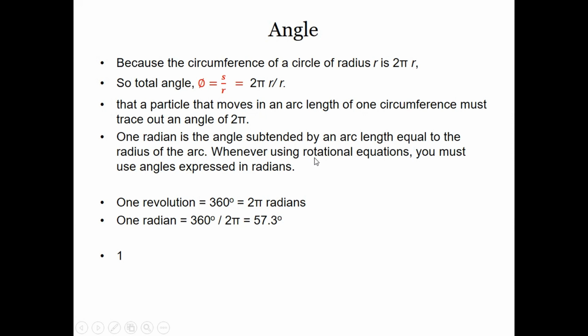When we use the rotation equations, we must use the angles that are expressed in radians. One complete revolution is equal to 360 degrees. People have distributed the total circle into 360 small angles. Then this 360 degrees is equal to 2 pi radians. Then 1 radian is 360 degrees divided by 2 pi, and it is equal to 57.3 degrees.